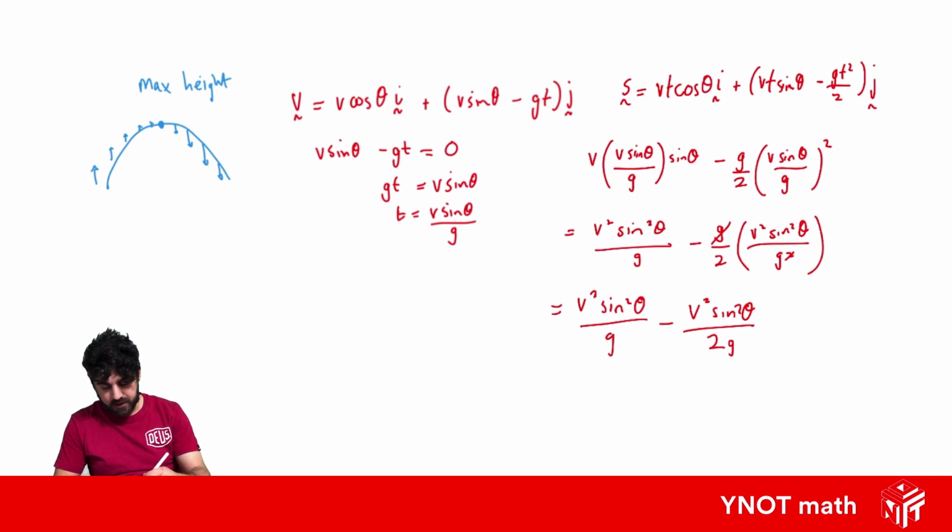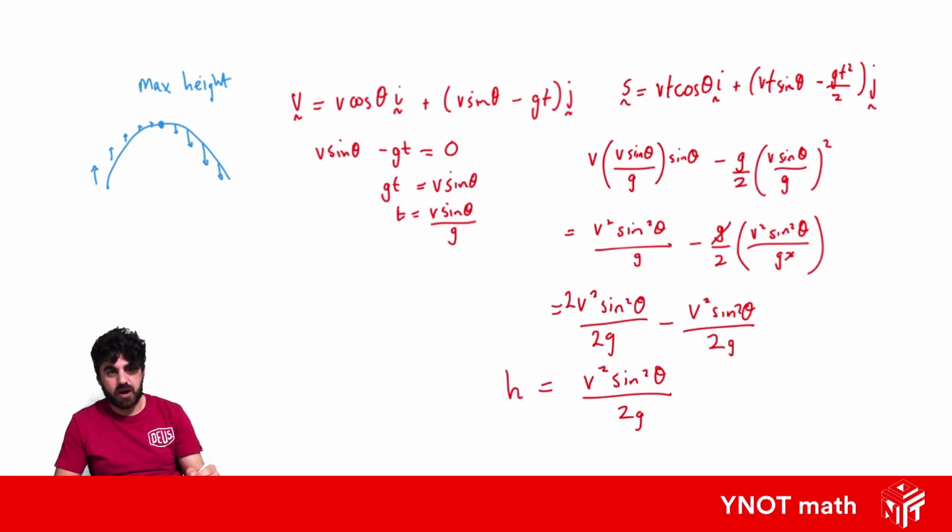We can now go ahead and multiply the first term by 2, numerator and denominator, so we have the same denominator, and just subtract our numerators. Then 2v squared sine squared theta minus v squared sine squared theta is just going to give us v squared sine squared theta over 2g for our maximum height of the projectile.